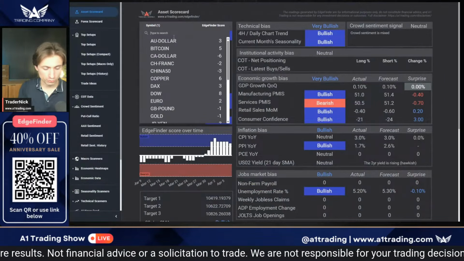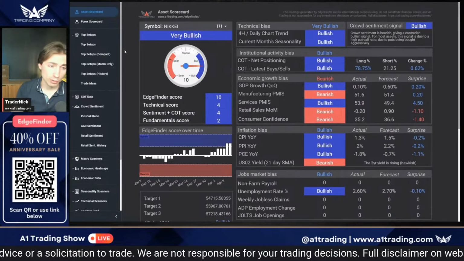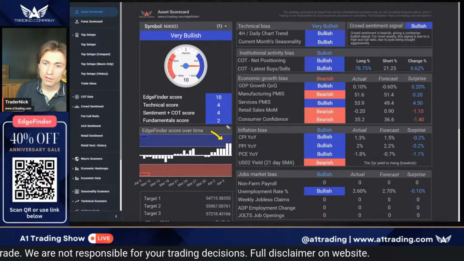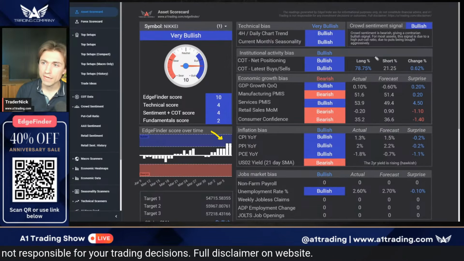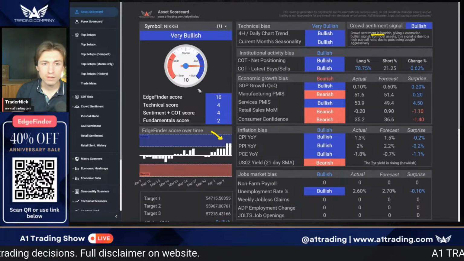If we flip over to Nikkei, I believe it has one of the strongest scores right now, plus 10 reading. Looks really good. It's gotten a bullish reading the last few days, and we continue to move higher. Crowd sentiment lately has been bearish. Interesting.